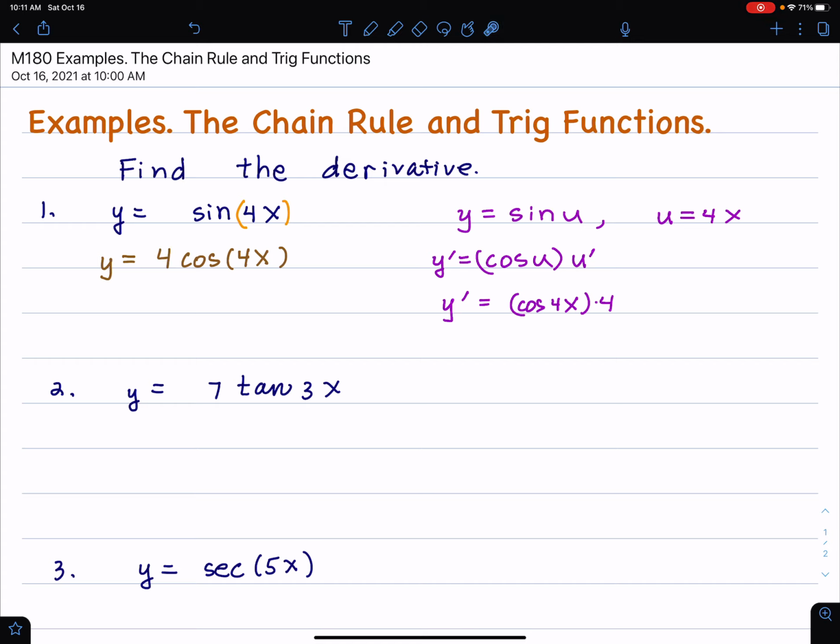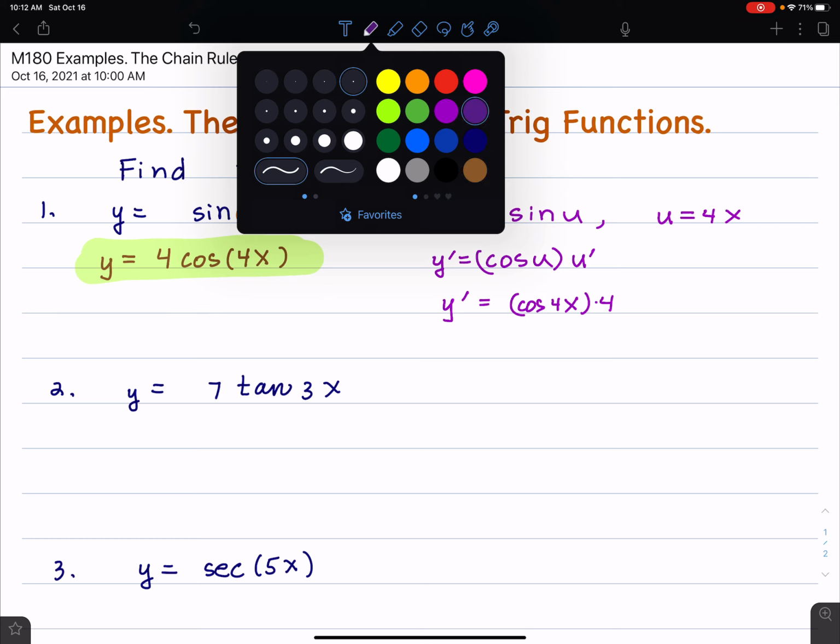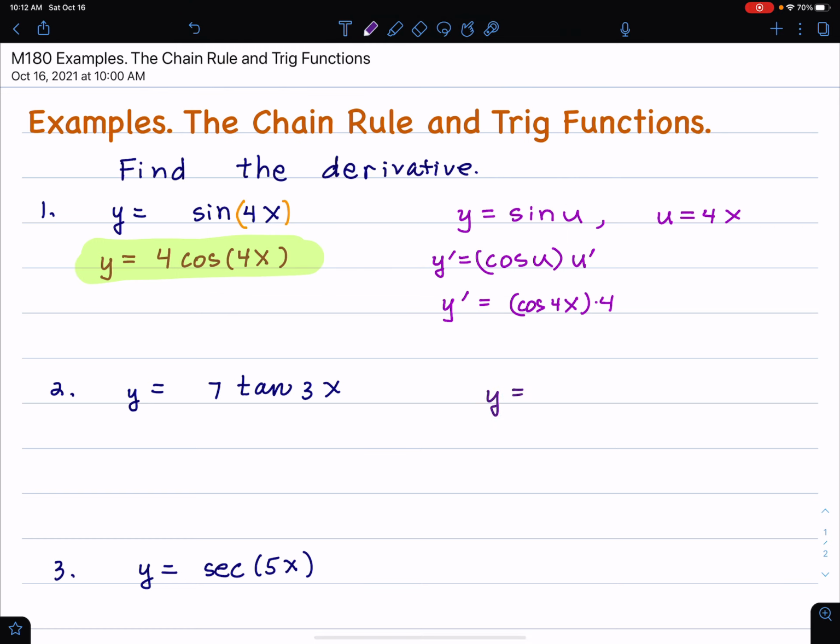The side work over here is sort of confusing, but you can always do that. We don't want to be overburdened by introducing a lot of variables. So in this case, let's go to the next one. In this case, we have y equals 7 tangent u. So this part here is what we call u, and so u is 3x. You can do that on the side if you want.